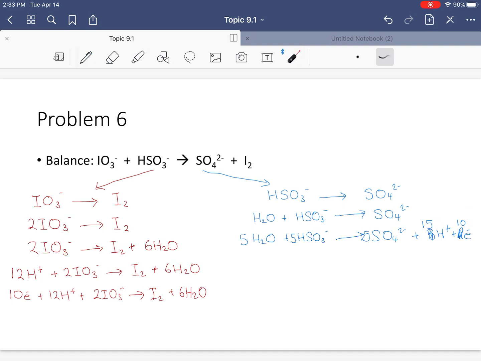There you go. You want to make sure this and this are the same number so they can cross out. Because right now we're ready to combine the 2 reactions. Let's combine the 2 reactions.